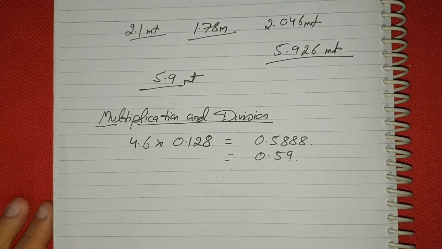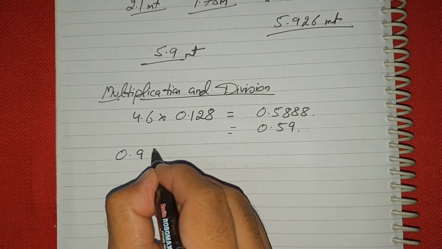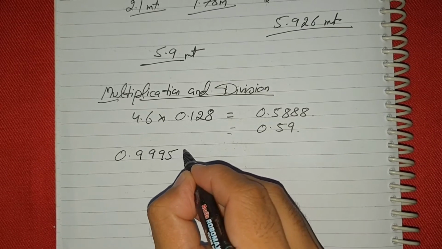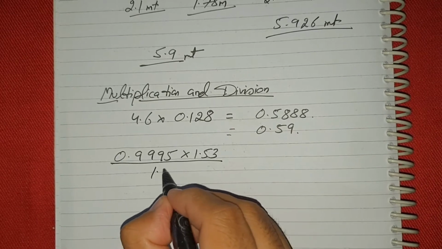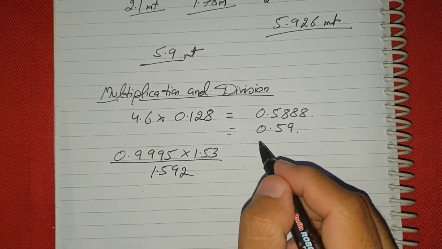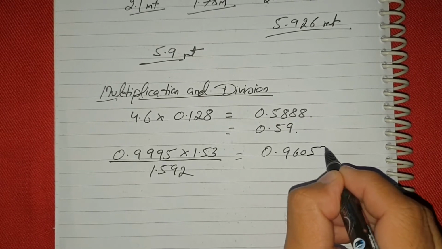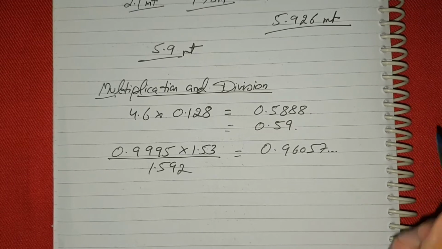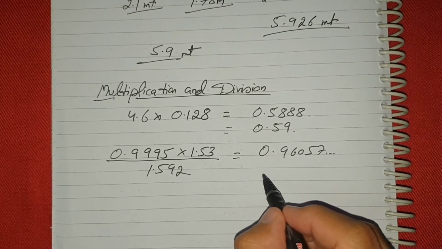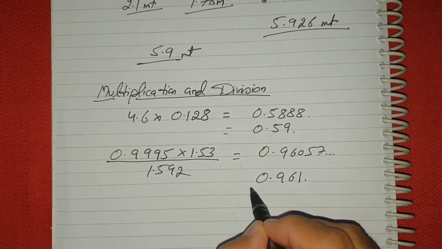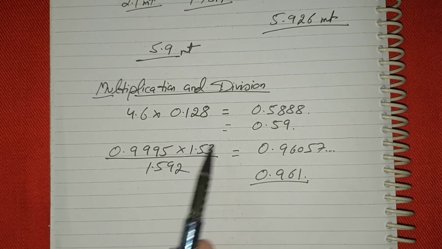Okay, now suppose division, just take the number 0.9995 times 1.53. This is 1.592. So basically this comes out to be 0.96057 and so on. But what is the least? Least is 3 significant figures. So round it off, this will be 0.961. So this is the number which we have expressed the answer as the least significant digits.